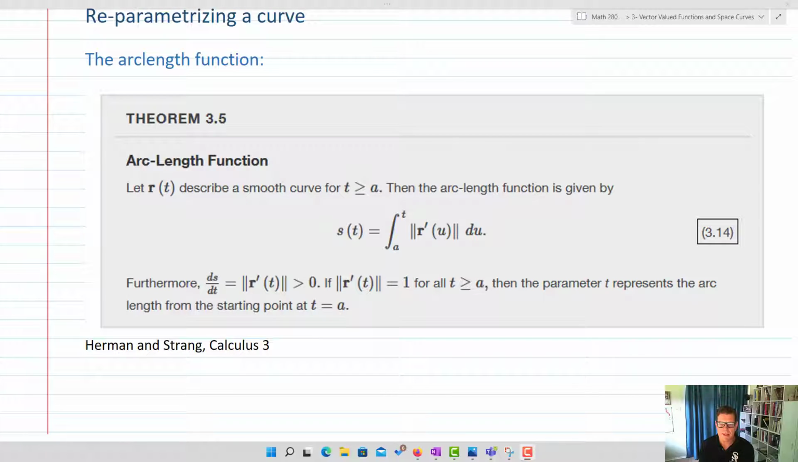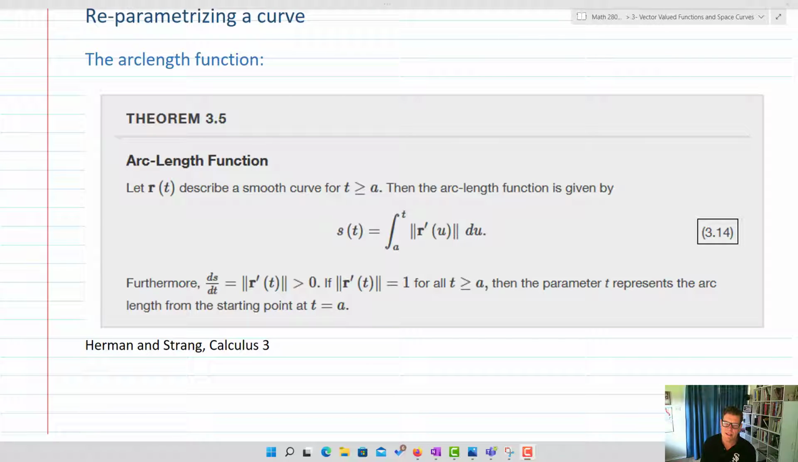What we're going to look at right now is the arc length function, and we'll talk about that in just a moment, and then also reparametrizing using the arc length function. Both of these could be very handy for us as we do more and more work with vector valued functions. So this is the equation that we'll use for the arc length function.